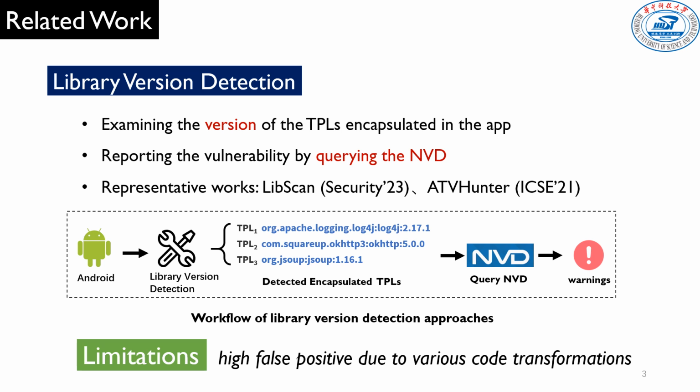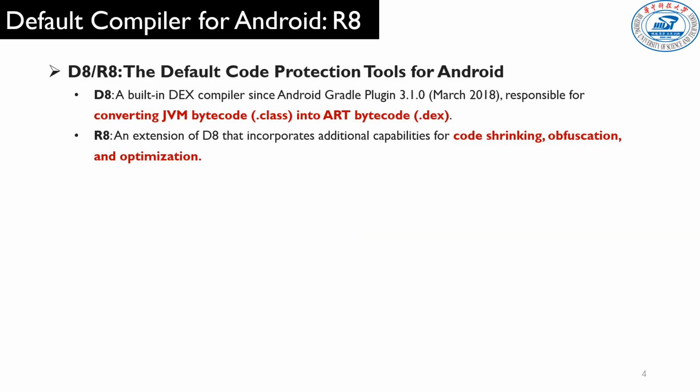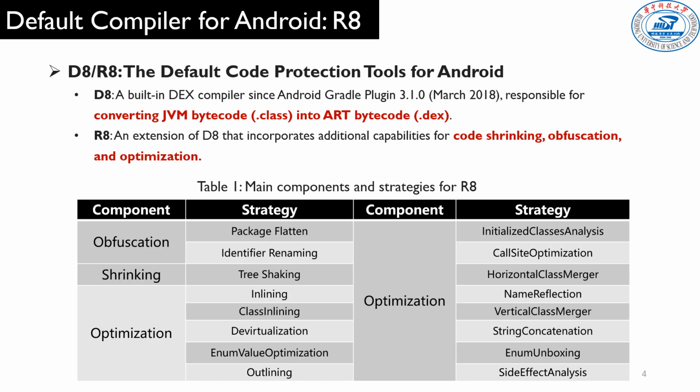to code transformations. Let's look at D8 and R8, which are embedded in the Android SDK and serve as the default compilers for Android apps. D8 was developed to handle JVM to ART bytecode conversion, while R8 extends these capabilities by adding advanced features for code shrinking, obfuscation, and optimization. The supported strategies are shown in the table. These transformations will significantly alter the code structure.